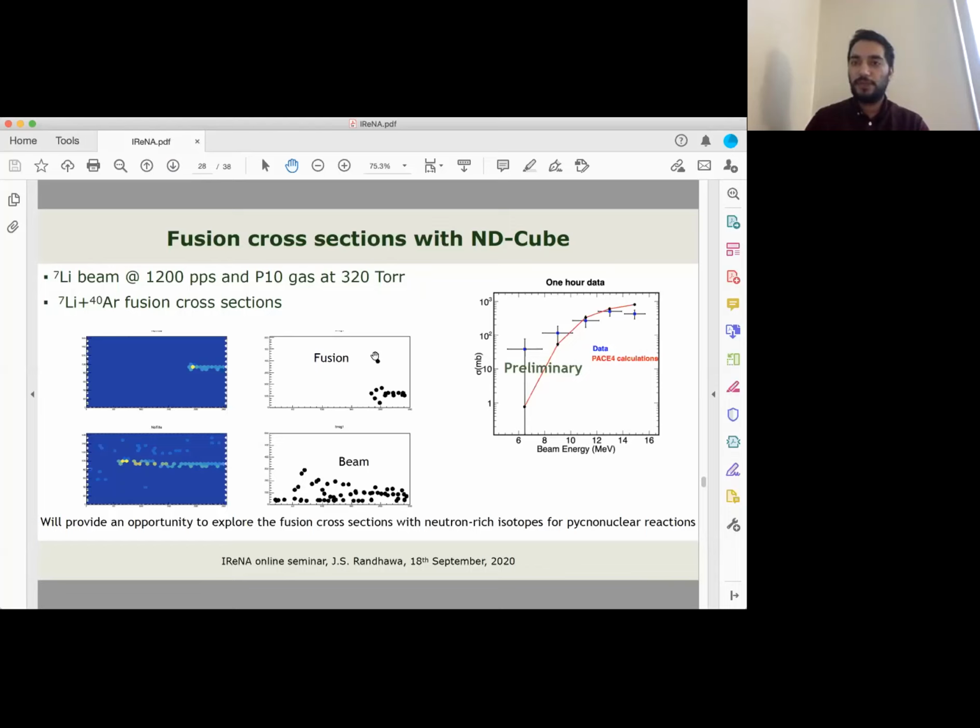That's a signature of our fusion. This is currently very preliminary analysis I did during the commissioning run for this fusion cross section. These are our data points for 1 hour of data, and this is the pace for calculations I got. So this will also provide an opportunity to study the fusion cross sections with the neutron-rich isotopes for the pignonuclear reactions, which we will try to do with this detector.